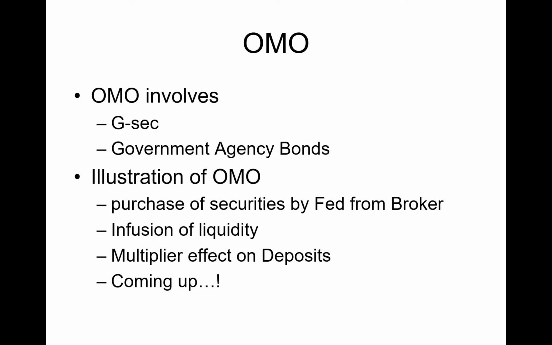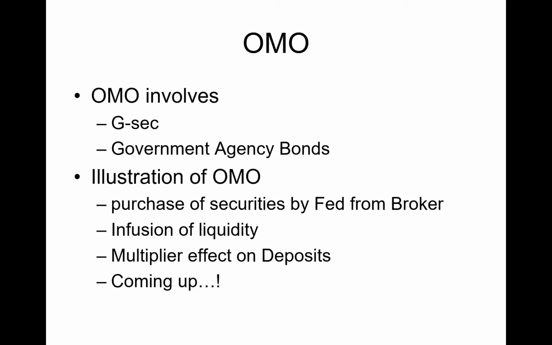In open market operations, the Federal Reserve, essentially the Federal Reserve District Bank of New York, purchases or sells government securities, G-SECs, and government agency bonds. For example, purchase of securities by the Fed from a broker leads to creating a new deposit for the broker in a bank account. That deposit creates a chain reaction of loans and deposits, as we've seen before, and therefore this is called infusion of liquidity. Now there's a multiplier effect of this on deposits, and we're going to study that.